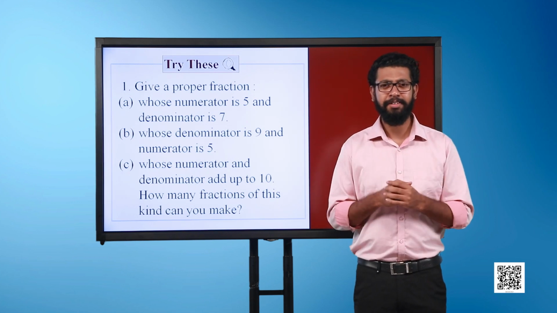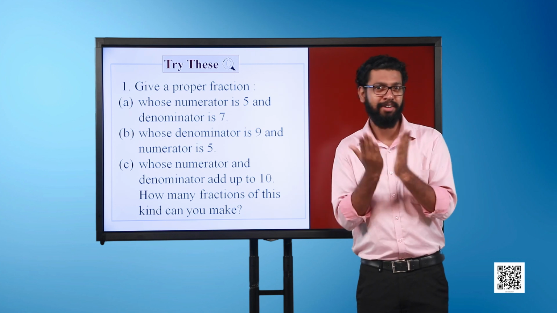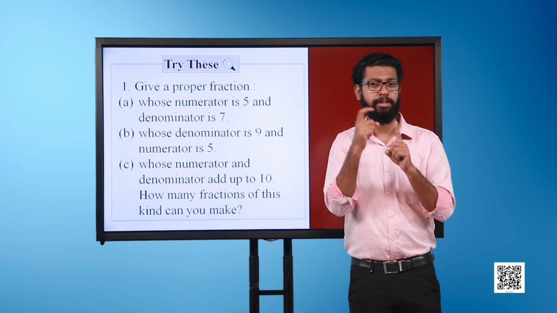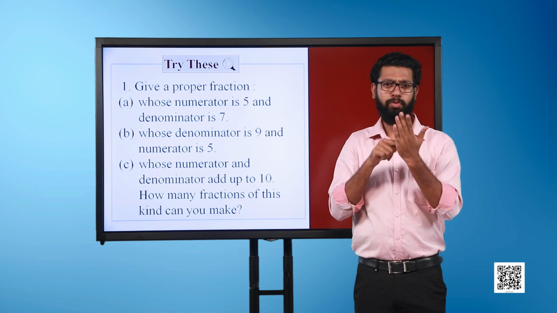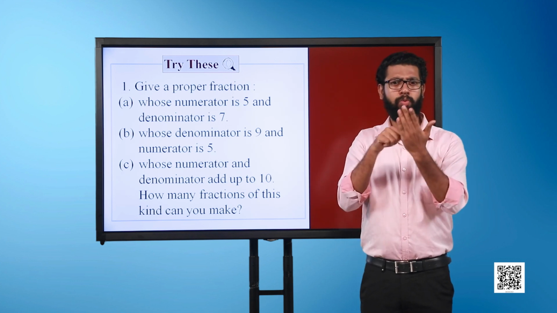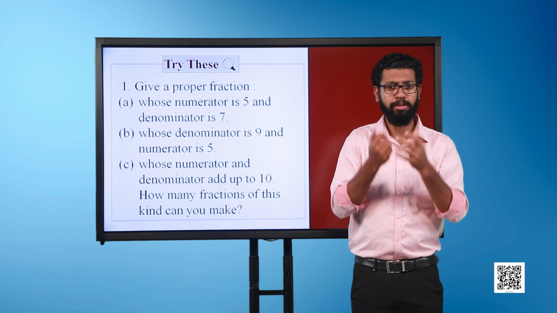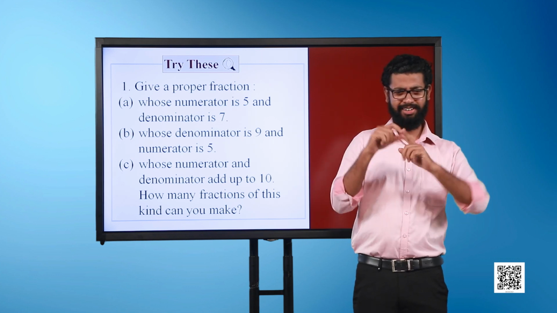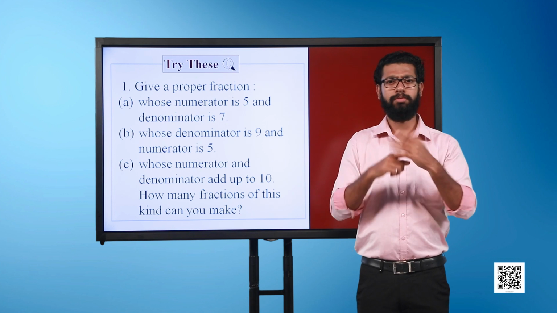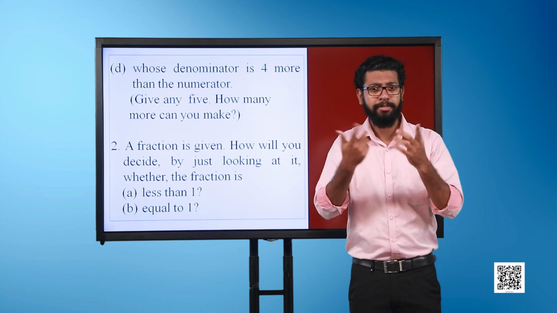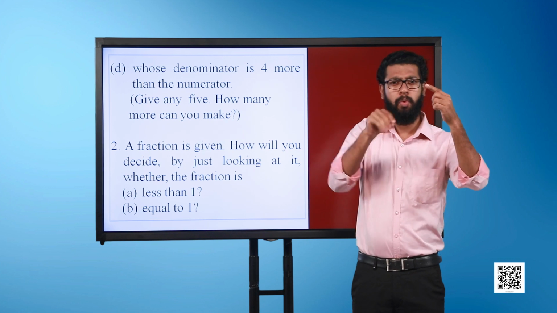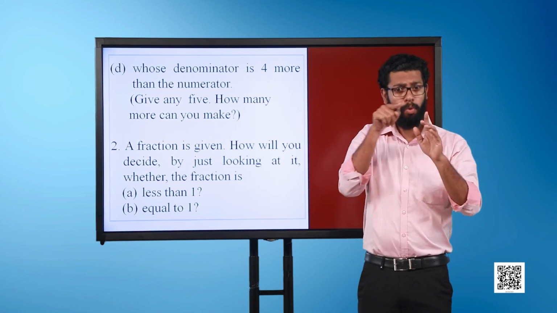Try these. 1. Give a proper fraction. A, whose numerator is 5 and denominator is 7. B, whose denominator is 9 and numerator is 5. C, whose numerator and denominator add up to 10. How many fractions of this kind can you make? D, whose denominator is 4 more than the numerator. Give any 5. How many more can you make?